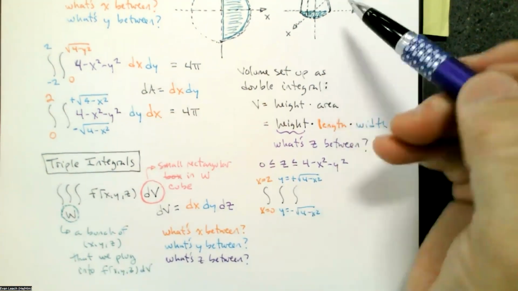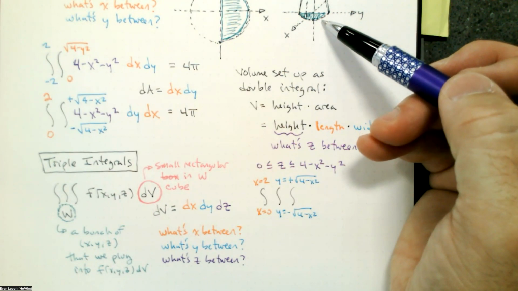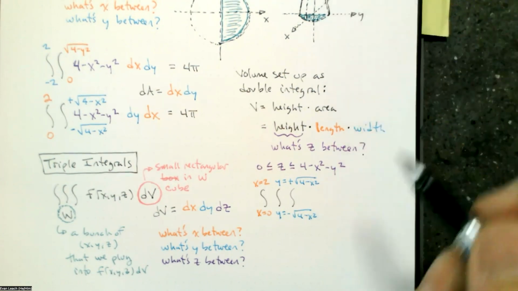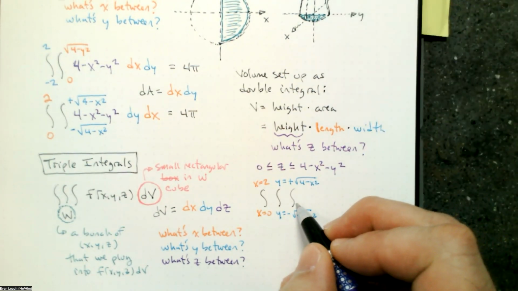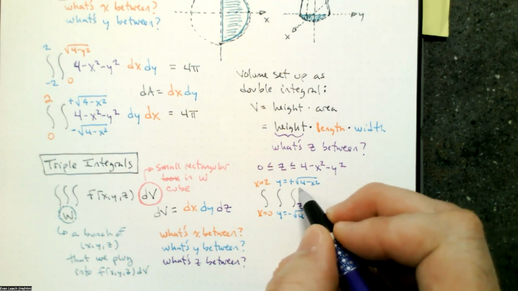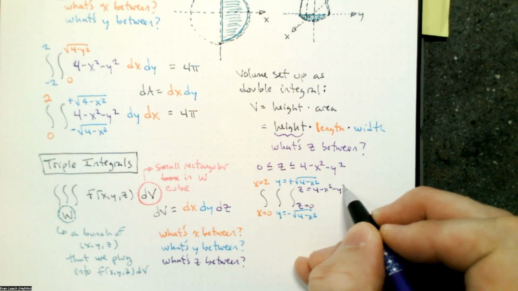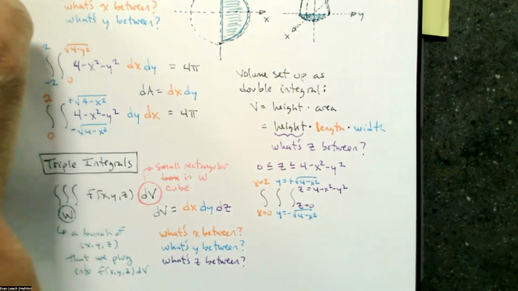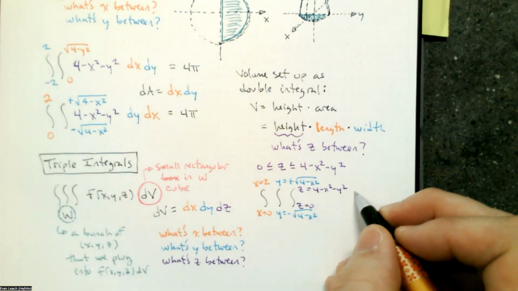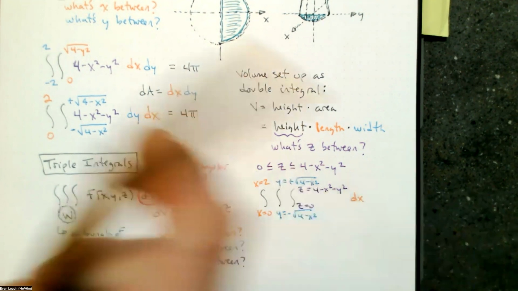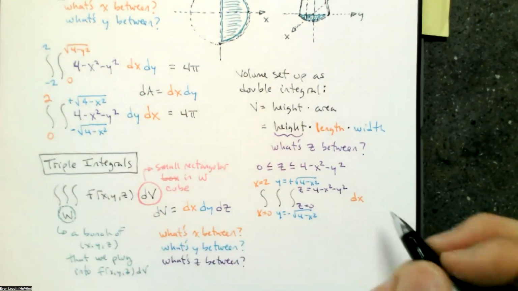And z starts off at the xy plane, where z is equal to 0, and goes up to the function. So z goes from 0 to the function 4 minus x squared minus y squared. This is set up as a dx, dy, dz.